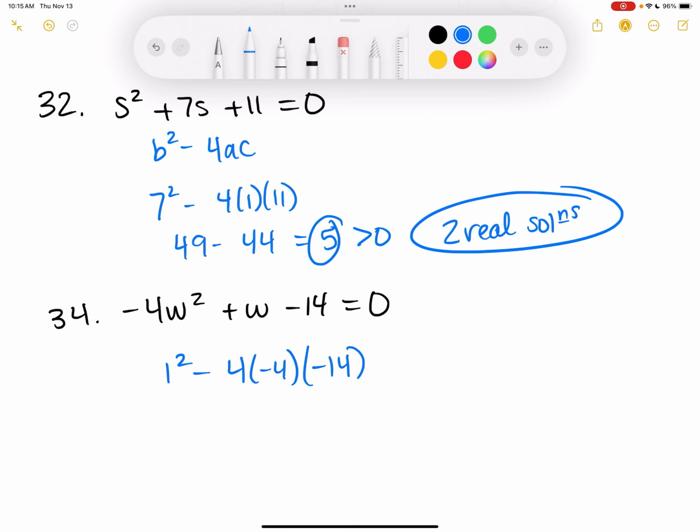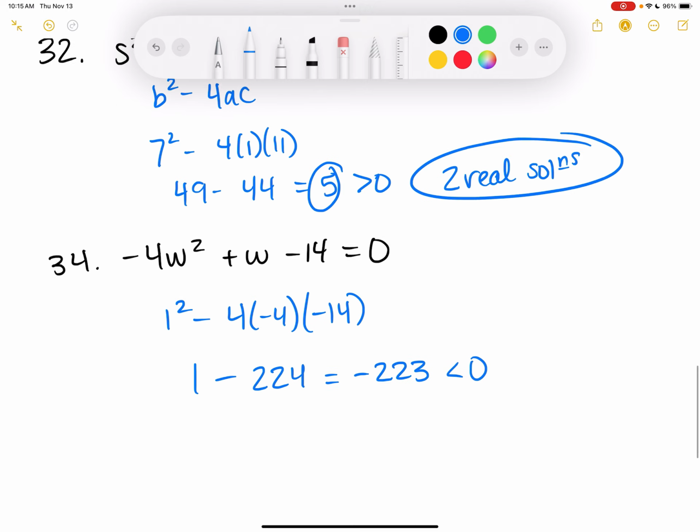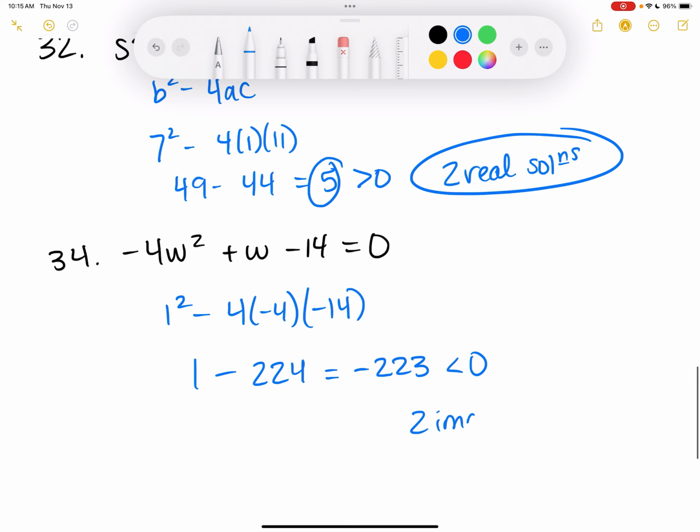All right, so b squared is 1 squared minus 4 times negative 4 times negative 14. B is 1. So I've got 1 minus 256 minus 32. 4. I think it's like 224, right? Negative 14 equals. So then negative 223. Well, that's very clearly less than 0, which means I have 2 imaginary solutions.